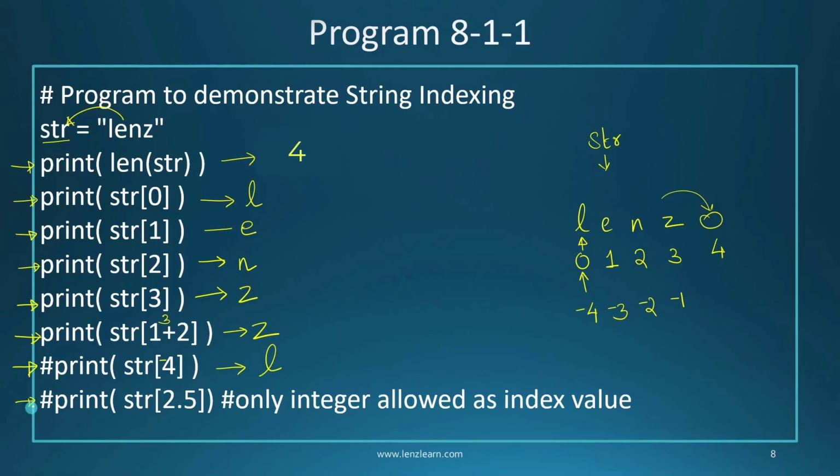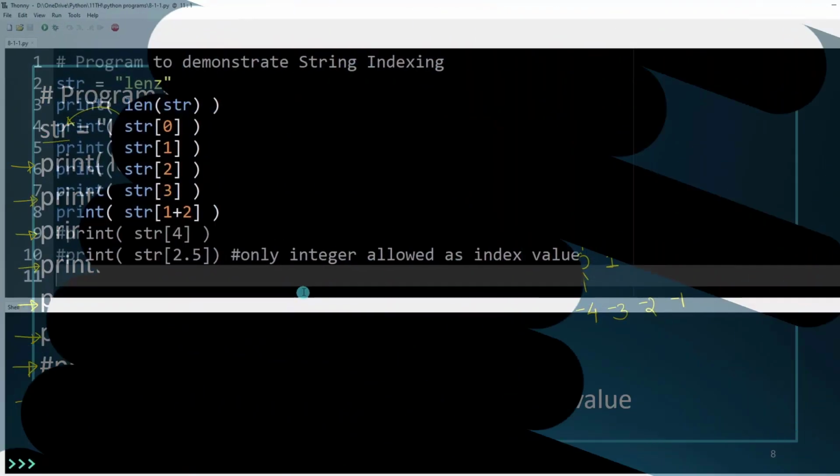Now the last print statement will also give an error. Why? Because I have given a float value in the place of the index. That is not allowed. You can give only integer values over there. Right? So now let us run this program and see the output.